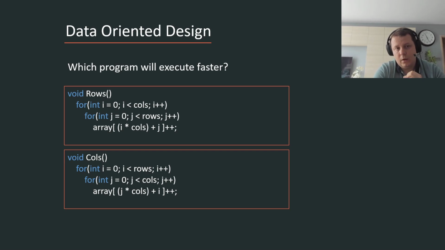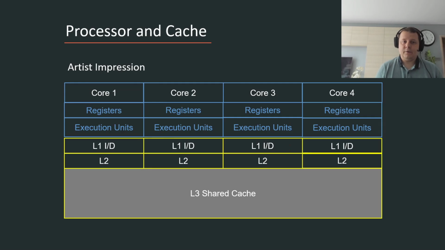So I'm just wondering if you know which one will execute faster, because they should be more or less the same, right? But that's not really true. So we're going to answer that in a bit, but in order to fully understand what's happening here, we have to see how the processor and cache are designed.